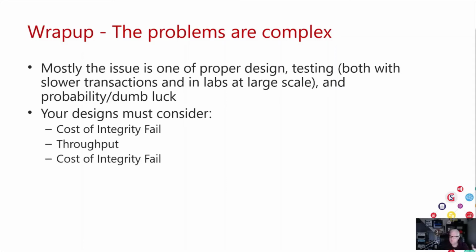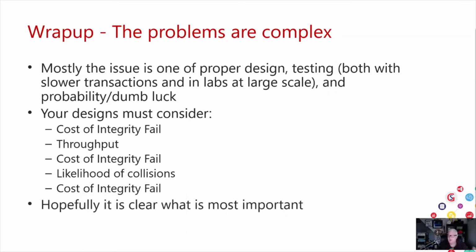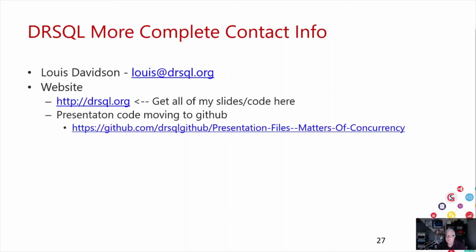We want to look at throughput. We want to make sure queries are processing as fast as they reasonably can. But we also then want to look at the cost of an integrity failure. What happens if it fails? What's the likelihood of there being a problem? But what happens if it fails? That is the most important thing. If you cannot answer that question of what happens if your integrity fails, then you should not be writing this code, right?